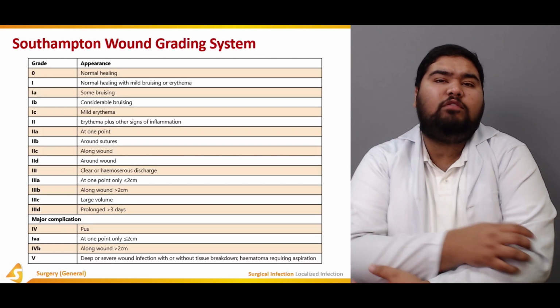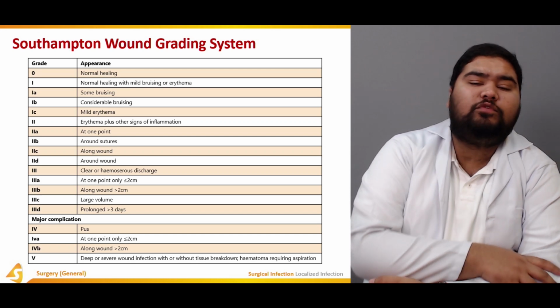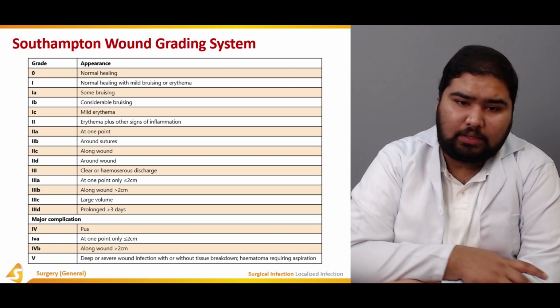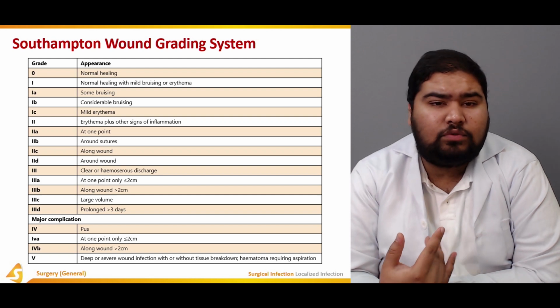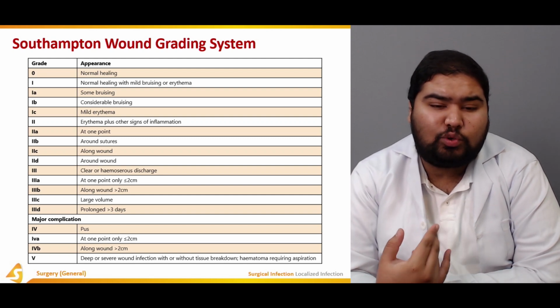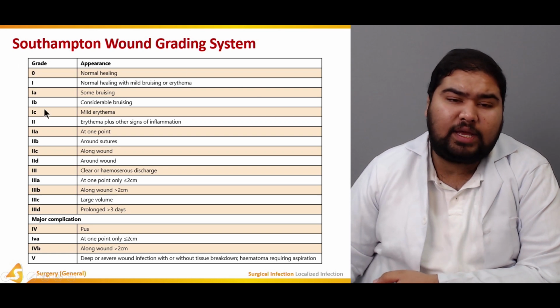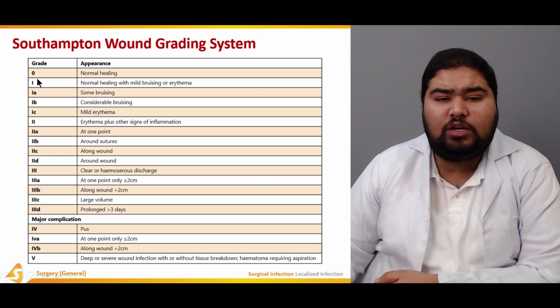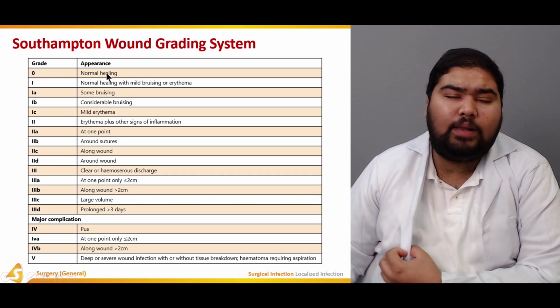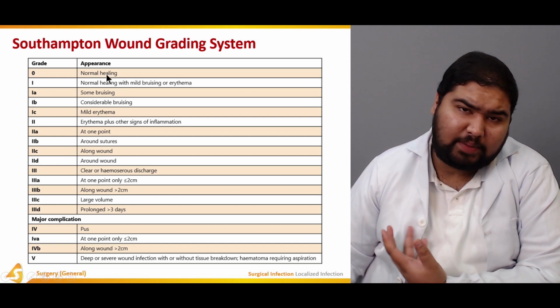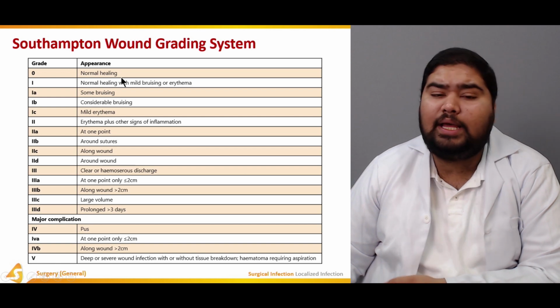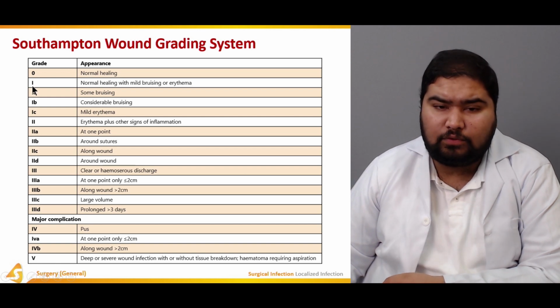So starting off with the Southampton wound grading system. We can divide a wound from grade 0 to grade 5. We'll see how we progress from grade 0 to grade 5. So a grade 0 wound is a normal healing wound. A wound which appears normally healing is a grade 0 wound.